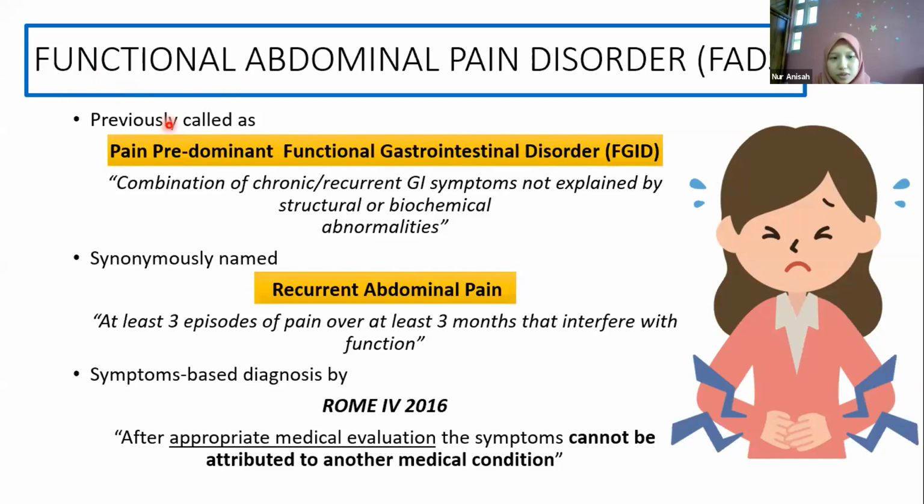And for your information, FAPD is a symptom-based diagnosis made by the Rome 4 criteria of 2016. This is a new addition from the previous criteria, Rome 3, where after appropriate medical evaluation, the symptoms cannot be attributed to another medical condition. Compared to Rome 3, which says there is no evidence of organic disease, the new term allows the clinician to do fewer tests or no tests to support the positive diagnosis of FGID or FAP. This new term also allows FAP or FGID to coexist with other diseases such as IBD.